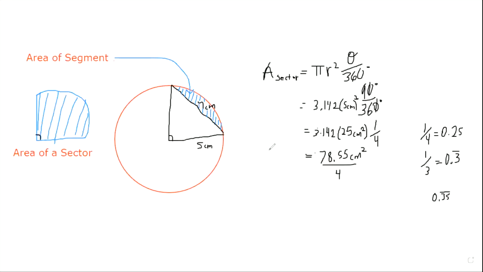So let's divide this number by 4. And we get 19.6. Let's stop at one decimal place. 19.6 centimeters squared. So that's how you would find the area of a sector. Hope that would help you to solve number 4 in your assignment from I believe week 3. And it would also get you going for your problem number 5.